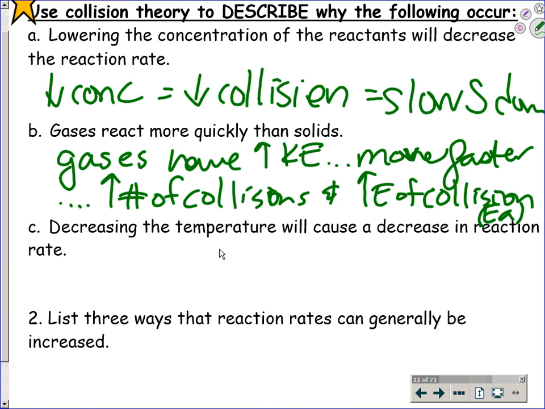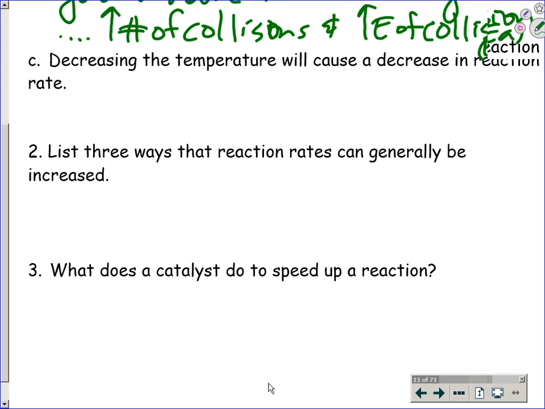All right, decreasing the temperature will cause a decrease in reaction rate. Go. There will be a lower chance of colliding. All right, this is kind of a repeat, but we can do this. Back to me, 3, 2, 1, Aiden's table.